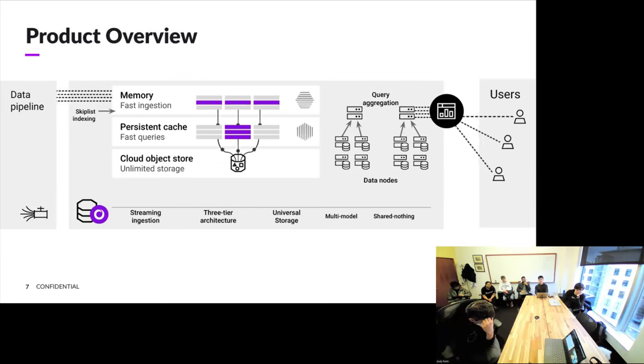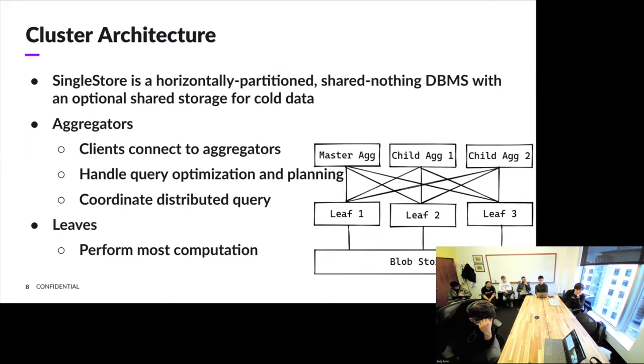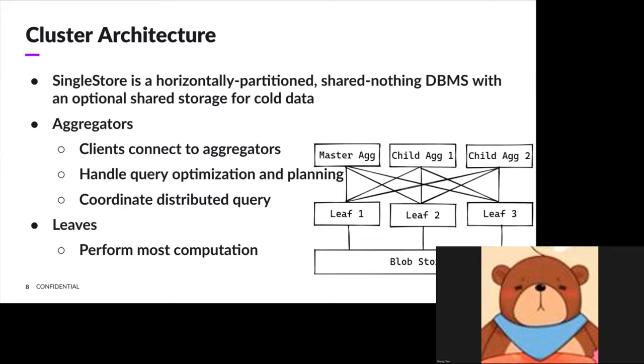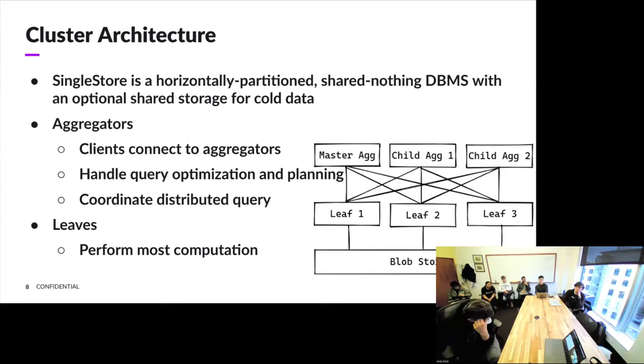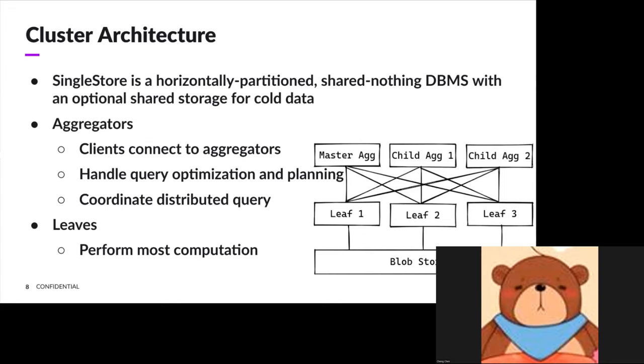Got it. Are you going to talk about the hierarchical structure of query execution with the trees or no? Yeah, I'm going to go deep into the query execution part. Okay, awesome. Thanks. So let's look at the cluster architecture at SingleStore. SingleStore is a horizontally partitioned shared nothing database with an optional shared storage for cold data. There are two types of nodes, aggregators and leaves. Clients connect to aggregators, and aggregators are responsible for handling query parsing and planning and also coordinate distributed queries. Leaves hold the actual data partitions and perform most computation.